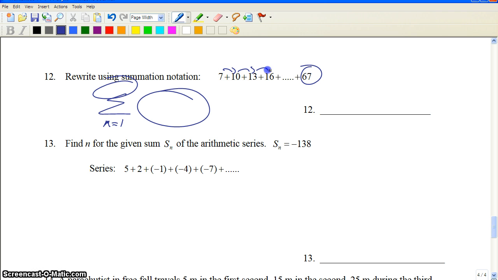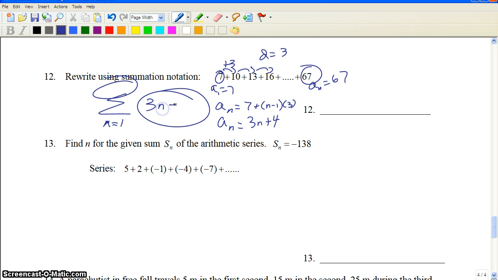So each time it looks like we're adding 3. So that means the common difference is 3. From this problem, a sub 1 is 7. A sub n is going to be 65, but we're going to need to find out what that n is. But before we do that, let's first write the closed form. So we're going to get a sub n equals 7 plus n minus 1 times 3, which is going to be a sub n equals 3n plus 4, and that's what's going to go in right here.